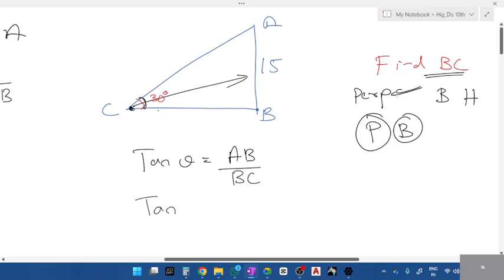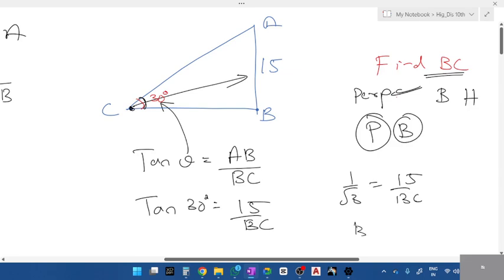Second step, we know tan has to be used. Tan theta, what is the theta value? Theta is nothing but the angle. What is the angle given? 30 degrees. Now substitute the values: 15 divided by BC. Next, what is tan 30? Without looking at the table, that's the value, 1 by root 3. So 1 by root 3 is equal to 15 by BC.